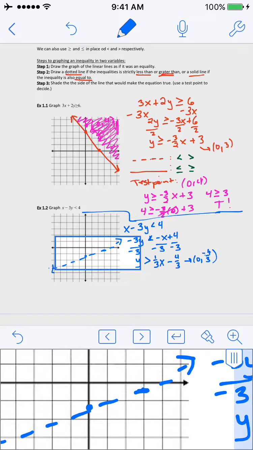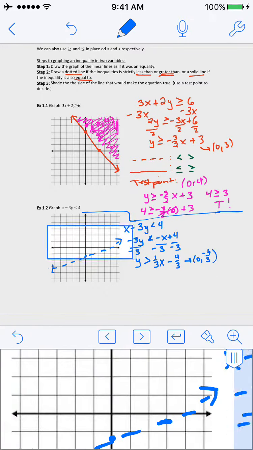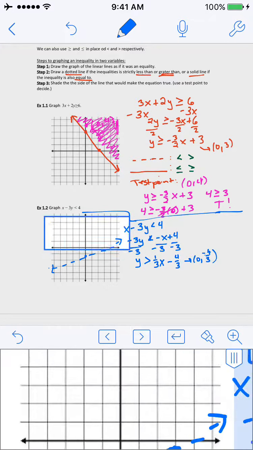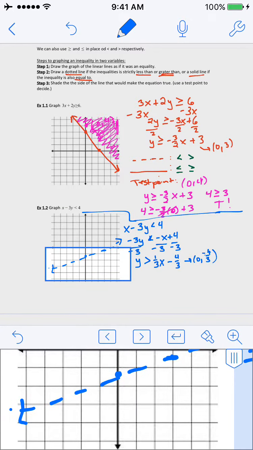Very, very close. All right, now I'll pick a side, right? I have to pick a side to shade. That would be the last thing. I can kind of tell that since this is greater than, it's probably going to be up here. But just to prove it to you, just so I show you what I mean by something that doesn't make sense, I'm going to pick a side that I think is not the right side.